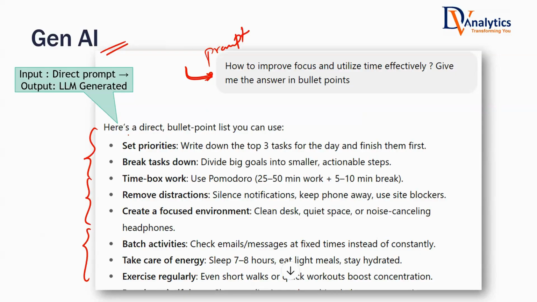From ChatGPT, I got this output. Here is a direct bullet point list that you can use. You set priority, break the task down, time box work, or something like that. It has given me the output. So Gen AI means it takes the input, it gives you a generated output, but it cannot do any work.